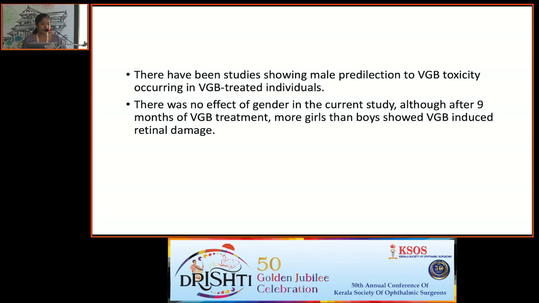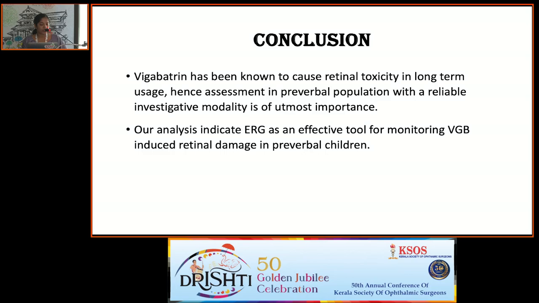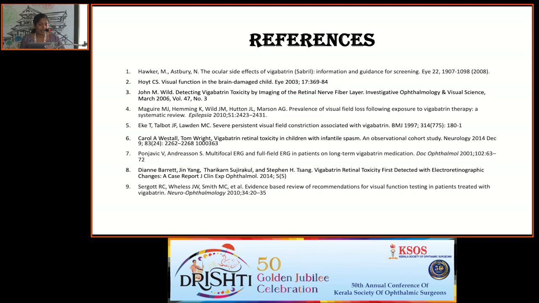So coming to the conclusion, vigabatrin has been known to cause retinal toxicity in long-term usage. Hence, assessment in the pre-verbal population with a reliable investigative modality is of utmost importance. Our analysis actually indicates ERG as an effective tool for monitoring vigabatrin-induced retinal damage in pre-verbal children. These are my references. Thank you.